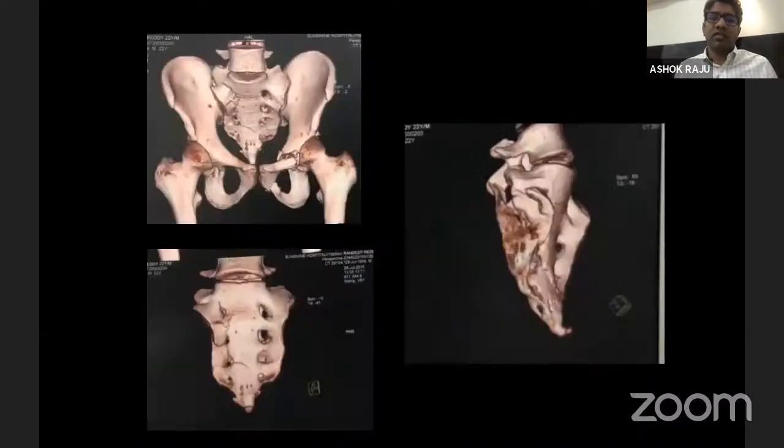This is the second case. It looks more likely to be a zone 2 injury, but if you look at the lateral part of the sacrum, in a coronal view the fracture is extending from the inferior aspect to the superior aspect in an anteroposterior direction. So these are cases of unstable injury.